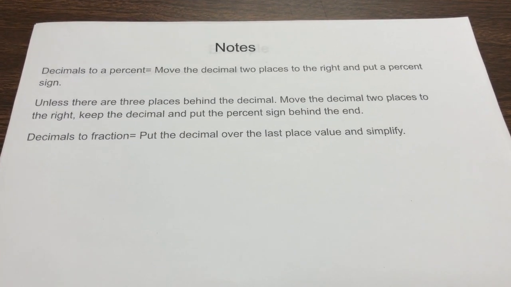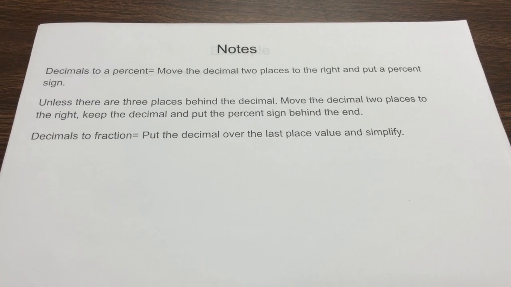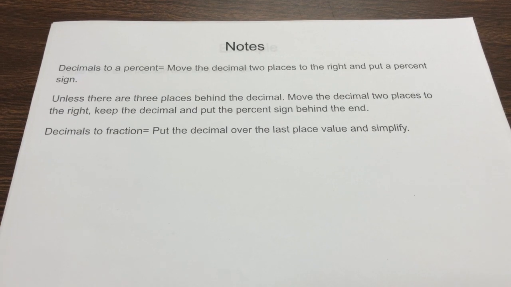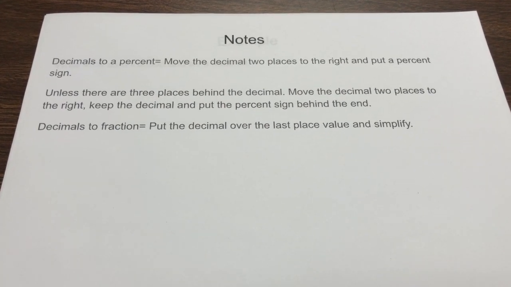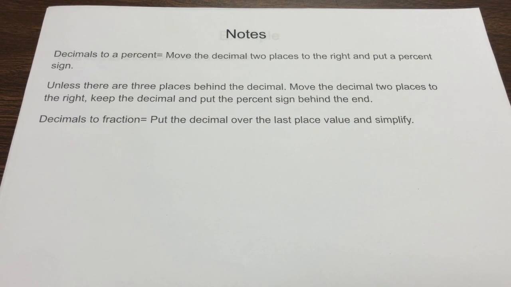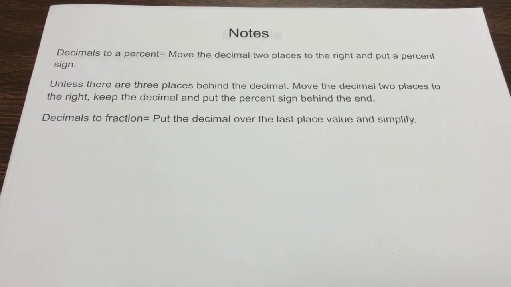Decimals to a percent, you're going to move the decimal 2 places to the right and put a percent sign. Unless there are 3 places behind the decimal, you move the decimal 2 places to the right, keep the decimal, and put the percent sign behind the end.